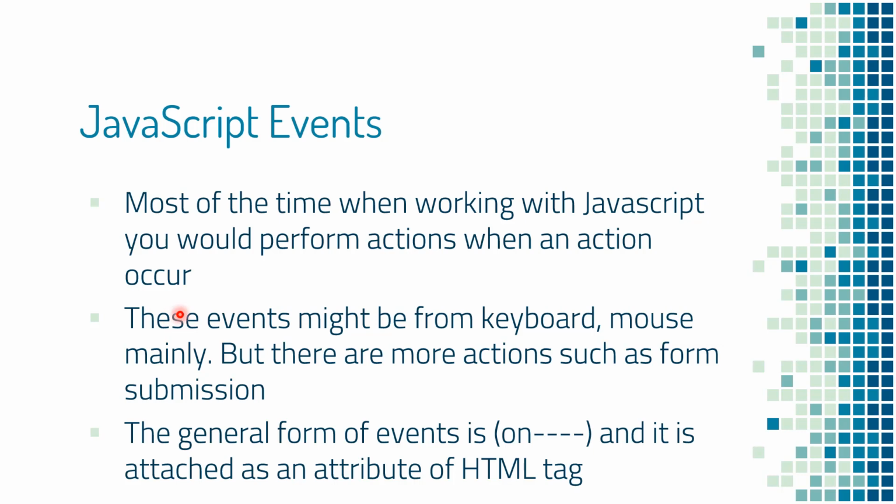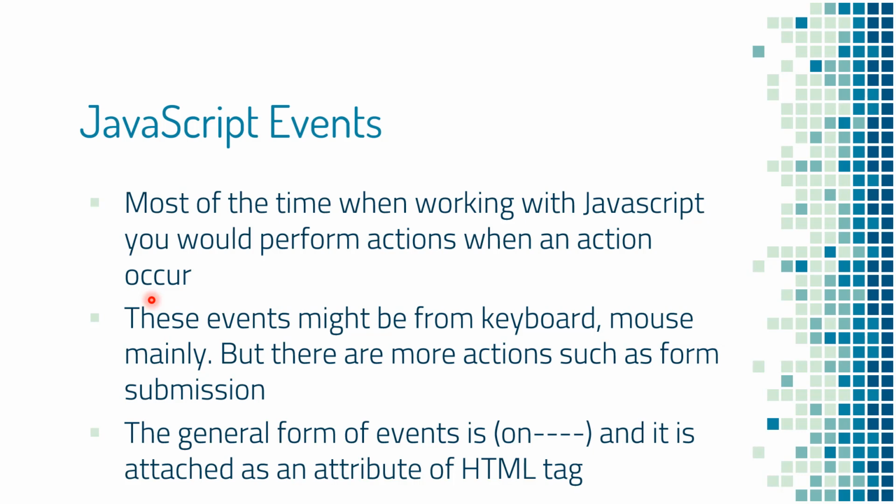So as written here, most of the time when working with JavaScript, you would perform actions when an event occurs. What kind of events does JavaScript support? It supports mouse events and events coming from the keyboard. Let's say you click using the mouse, or you double click, or you hover over some places. All these kinds of things are actions.